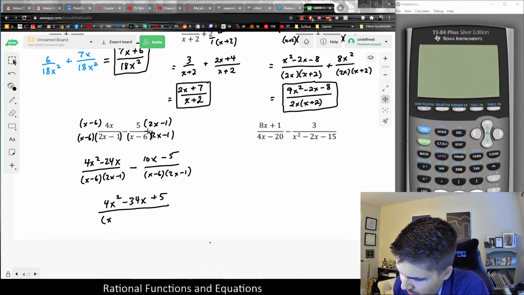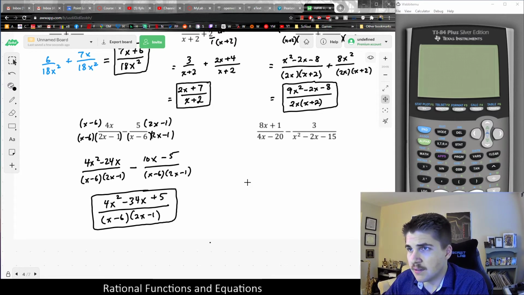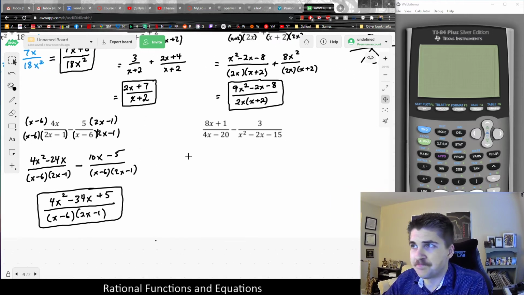And then the denominator x minus 6 times 2x minus 1. And again, I could check to see, will this simplify? I believe this one, yeah, because AC is 20. There's no way the factors of 20 will add up to 34. So this one will not be simplified either. And that will be my difference of my original two rational functions.